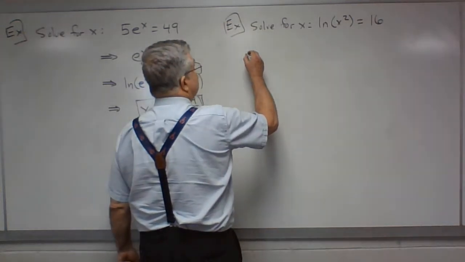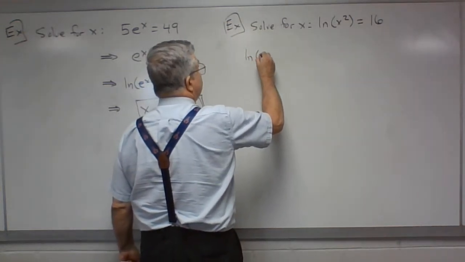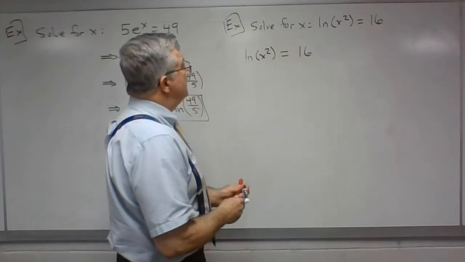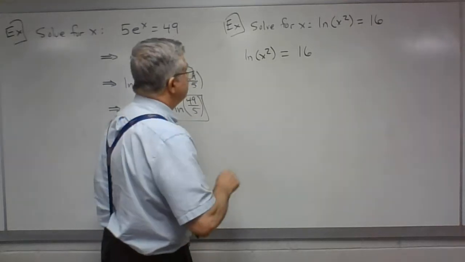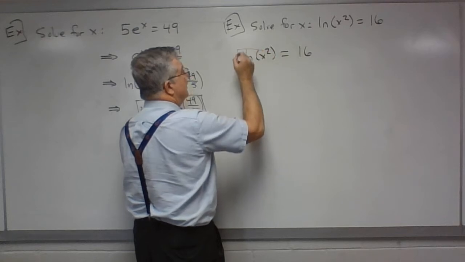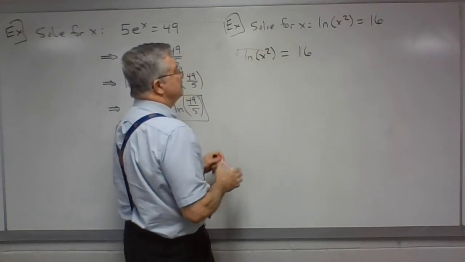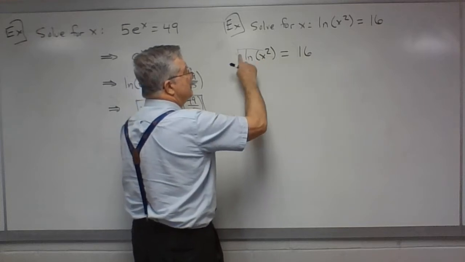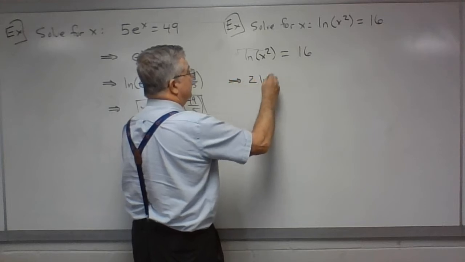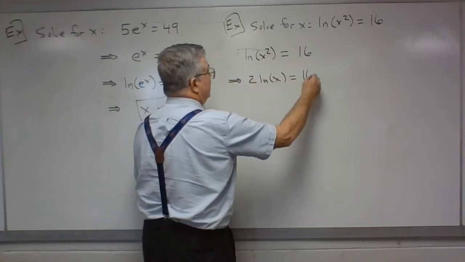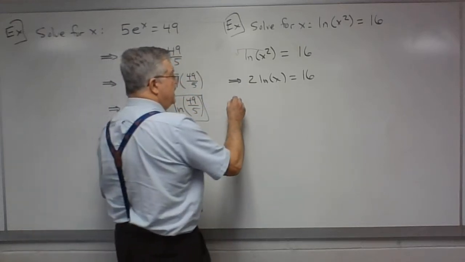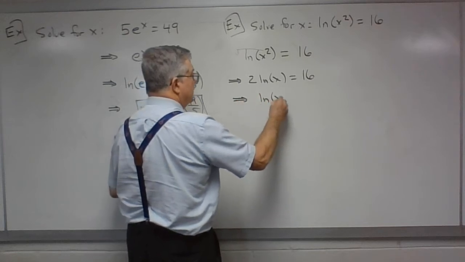Here's what I could do the first way. Natural log of x squared equals 16. And we know by the properties of logarithms that the natural logarithm of something raised to a power is that power times the natural logarithm. We can bring this exponent down front as a multiplier. Looking good. And we'll get this 2 out of the way. We'll just divide both sides by 2.